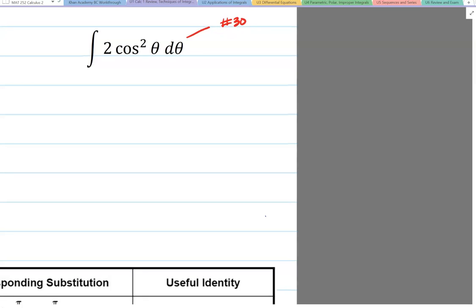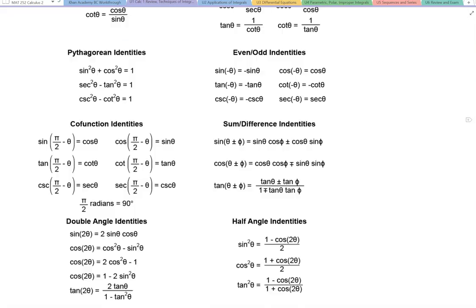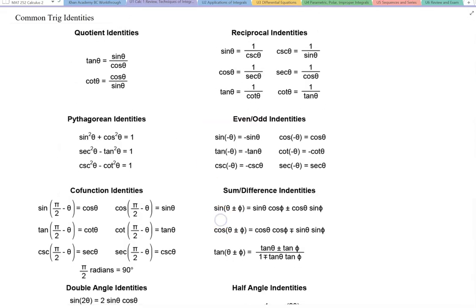Now the identity that we're going to use here was one that we learned towards the very end of our trigonometry class, and it allows us to rewrite cosine squared of theta. So I've moved my coefficient of 2 to the outside, and I need to recall a trig identity that utilizes cosine squared.